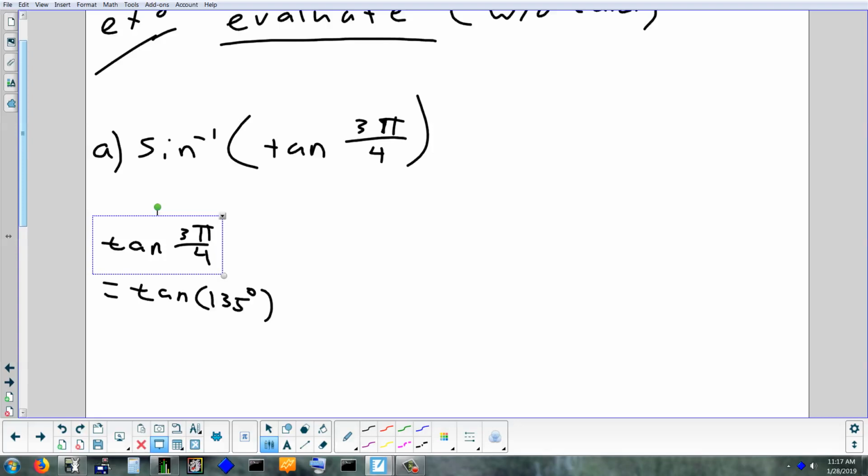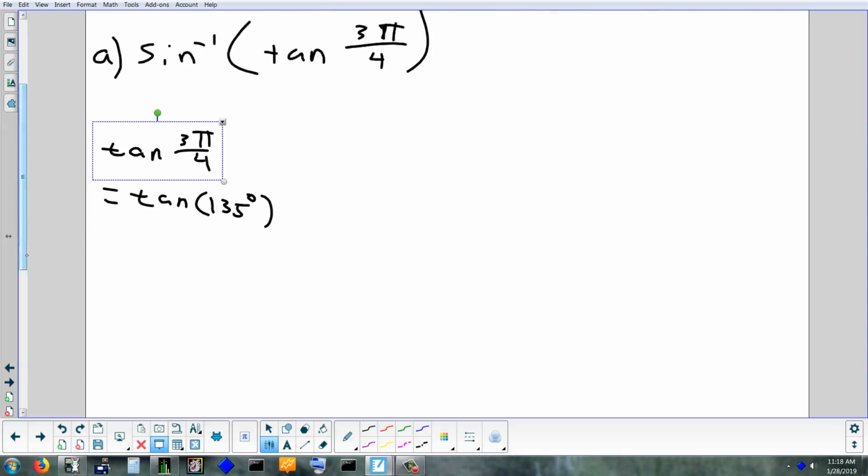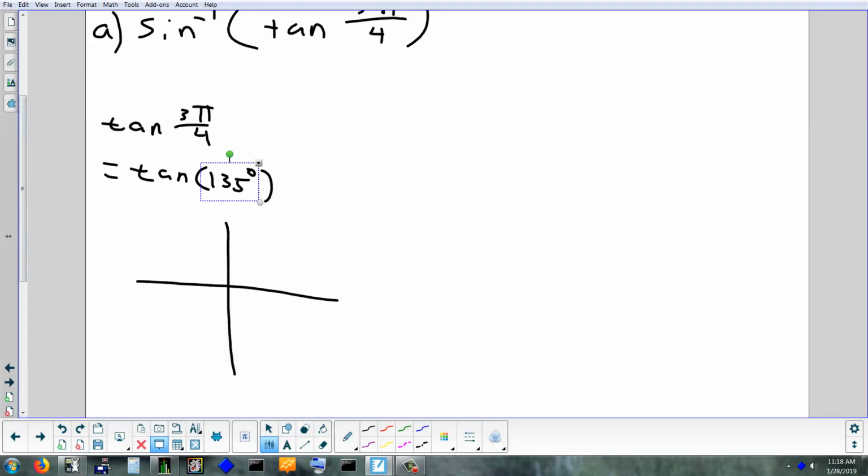Okay. So I'm trying to find a trig function of an angle that's a multiple of 45. That's a special right triangle. So I can do that without a calculator. So what I'm going to do is there's a couple ways. If you have the answer memorized, just go with that. If not, then you have to make a diagram.